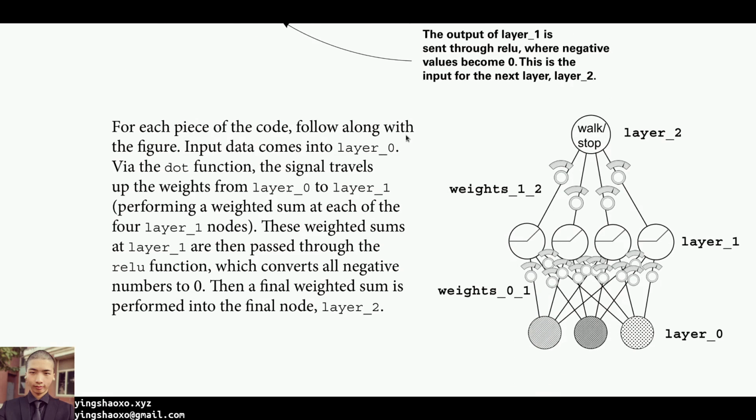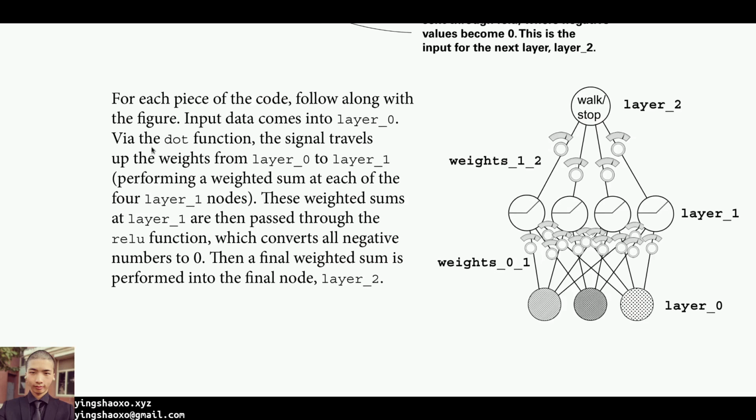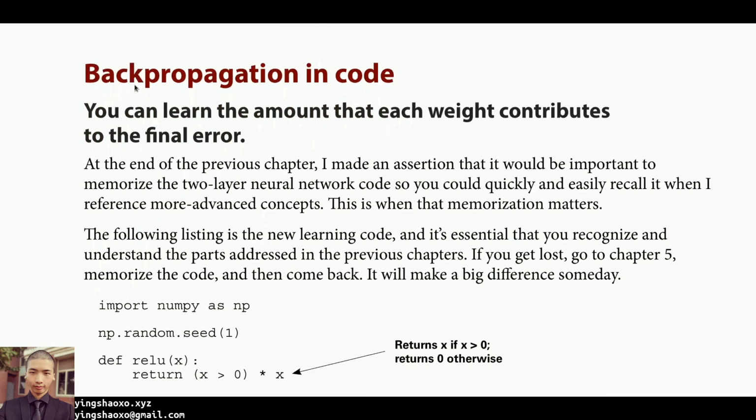For each piece of the code, follow along with the figure. Input data comes into layer 0. With the dot function, the signal travels up the weights from layer 0 to layer 1, performing a weighted sum at each of the 4 layer 1 nodes. These weighted sums at layer 1 are then passed through the ReLU function, which converts all negative numbers to 0. Then the final weighted sum is performed into the final node, layer 2.